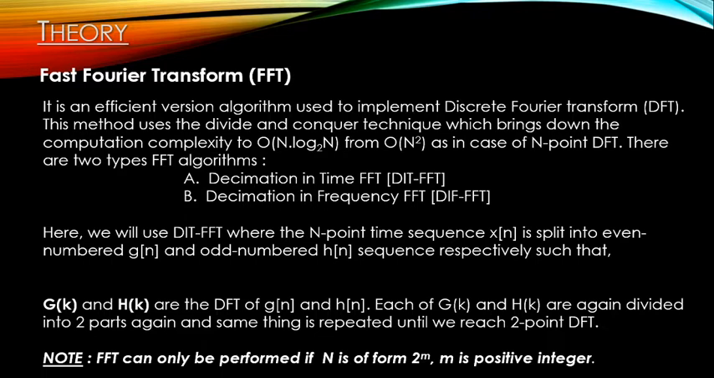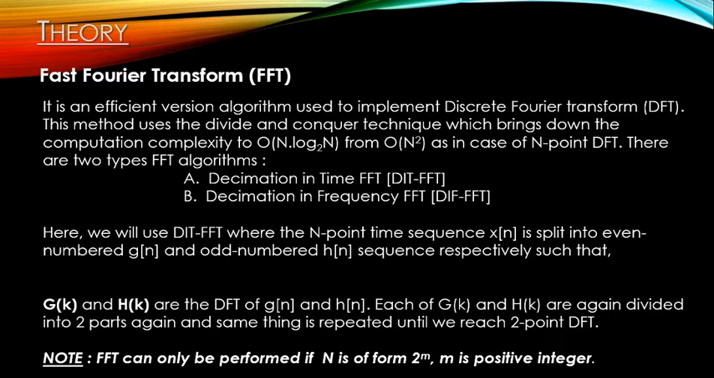Next is the fast Fourier transform, FFT. It is an efficient algorithm used to implement the discrete Fourier transform, DFT. This method uses the divide and conquer technique, which brings down the computation complexity to order of n log n from order of n square. As in the case of DFT, there are two types of FFT algorithms: decimation in time FFT, also known as DIT FFT, and decimation in frequency FFT, also known as DIF FFT.